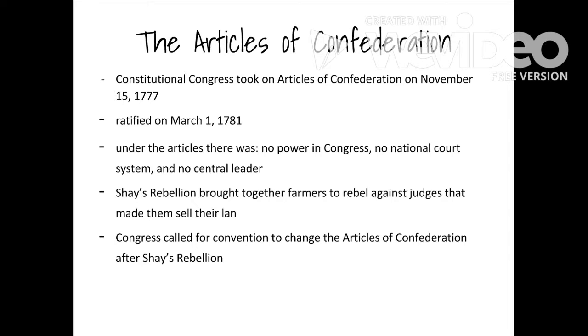There was no central government, no national court system, and no central leader. People broke out into protests and rebelled this way and that. When Daniel Shays began his rebellion, now known as the Shays Rebellion, he gathered farmers together and sought after the judges that ordered them to sell their land. This caused Congress to call a convention to change the Articles of Confederation in May of 1787.